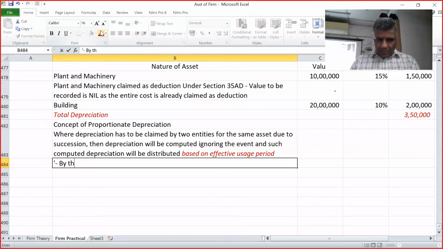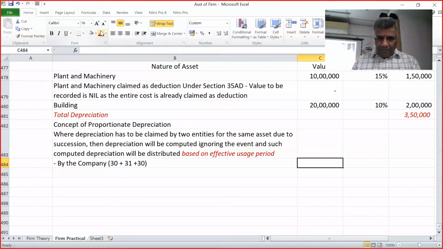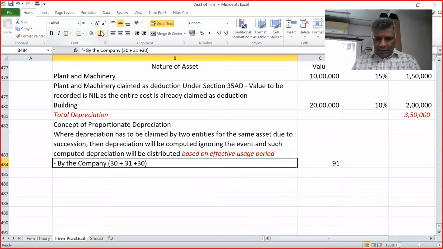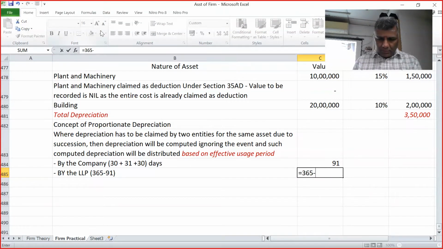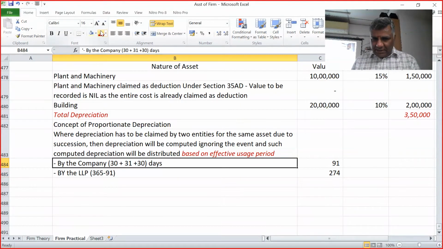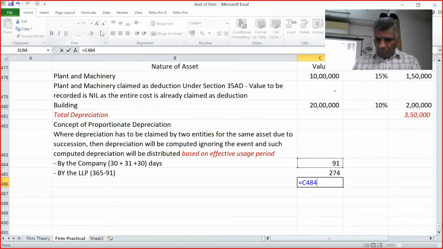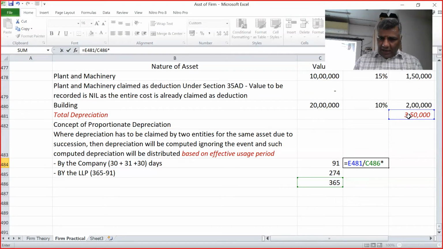Now, by the company, the usage period is April 30, May 31, June 30. So 91 days. By the LLP, 365 minus 91. So, depreciation will be, for the company, 3,50,000 divided by 365 into 91.